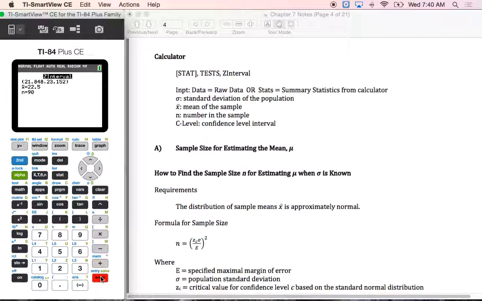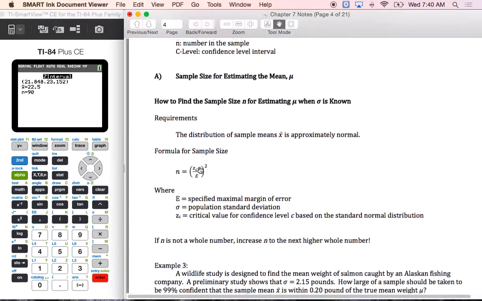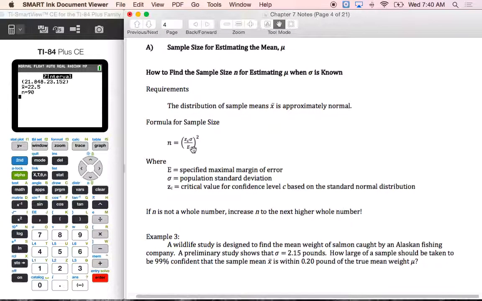Now the last part of this section then is going to be working backwards. So they're going to give you information, and they want you to solve for n. So they are asking you, what is your sample size? They are going to give you what the confidence level is. They're going to give you your standard deviation, and they're going to give you your E. So they're going to tell you what your error is.